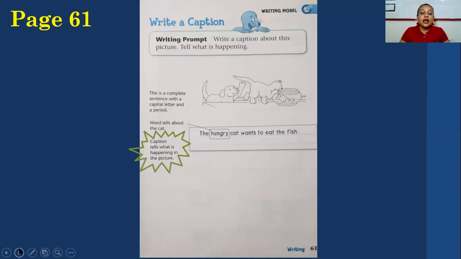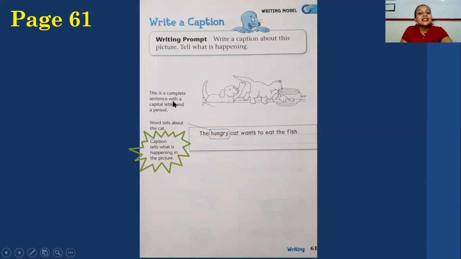And just to finish, on page 61, we are going to write about a caption. What is a caption? Well, a caption, look, tells what is happening in the picture. Or in other words, the caption is the title of the picture. But this title should be specific to be interesting. And write a caption is the writing prompt. Write a caption about this picture and tell what is happening. Look, what can you see in this picture? A dog, a cat, and two fish. Yes, a dog, a cat, and two fish.